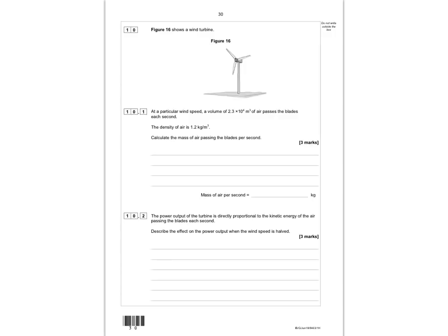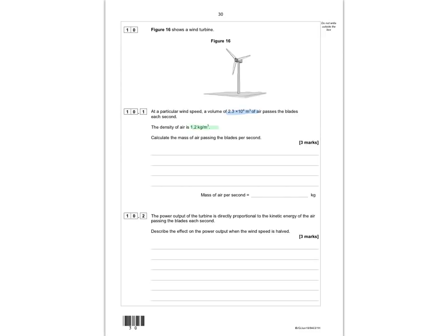And then 10.1 says, at a particular wind speed, a volume of 2.3 times 10 to the 4 meters cubed of air passes the blades each second. The density of air is 1.2 kilograms per meter cubed, and it wants you to calculate the mass of air passing the blades per second. So we just highlight what we've got in the question. You should see here we've got the volume there, and we've also been given the density.